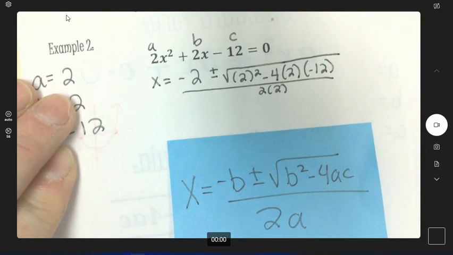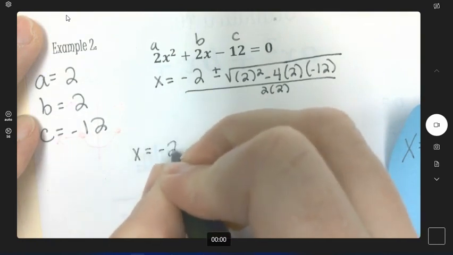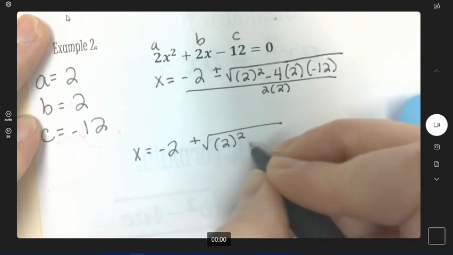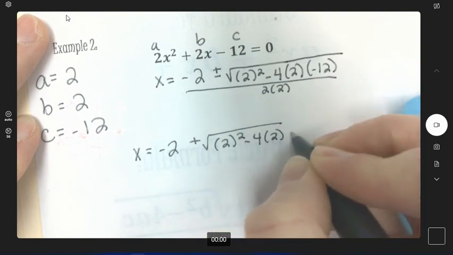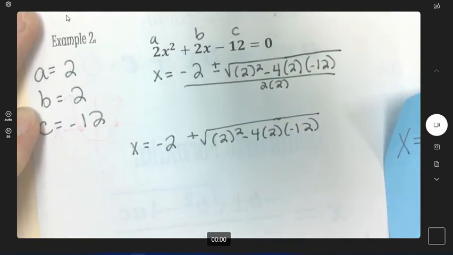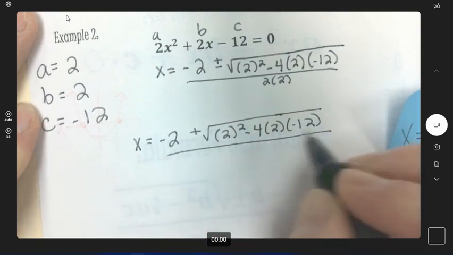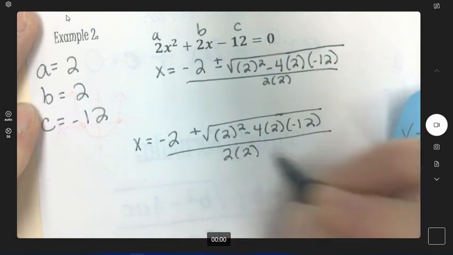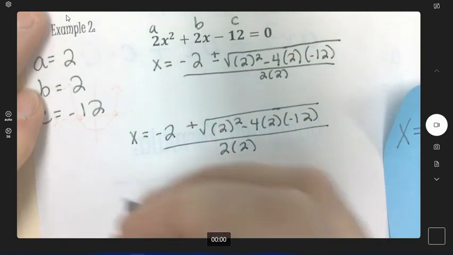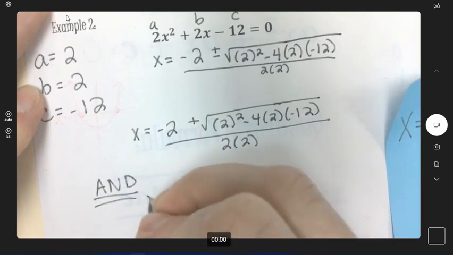Now write it, one with plus, one with minus. So x equals negative 2 plus square root 2 squared minus 4 times 2 times negative 12, all over 2a, 2 times 2. So that's the one with the plus. We need to do and do the one with the minus.